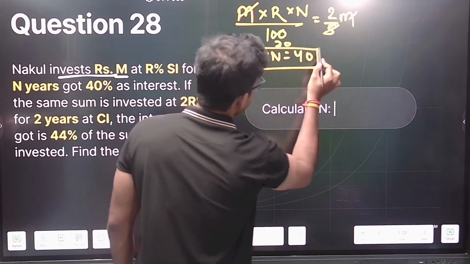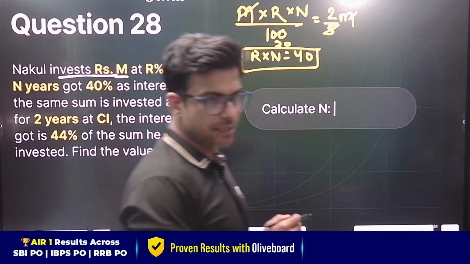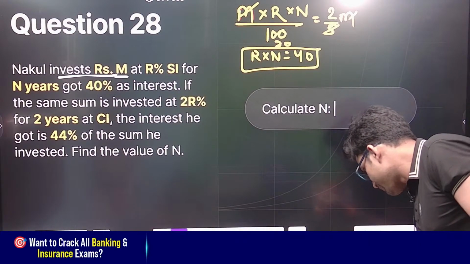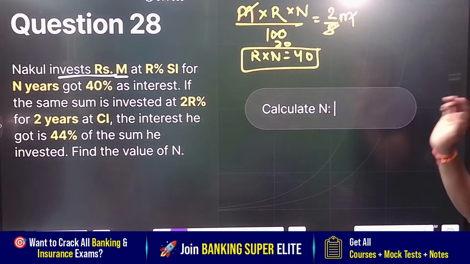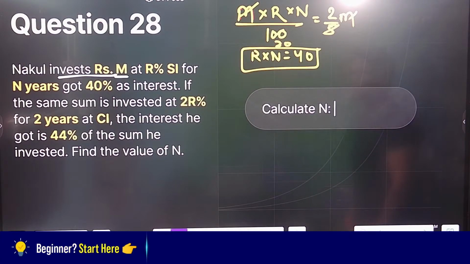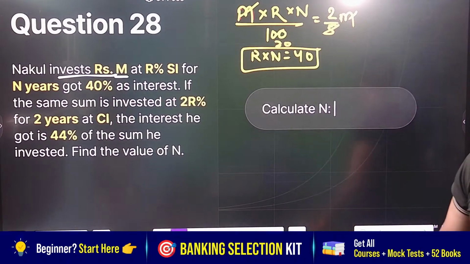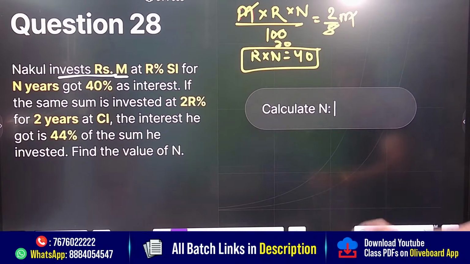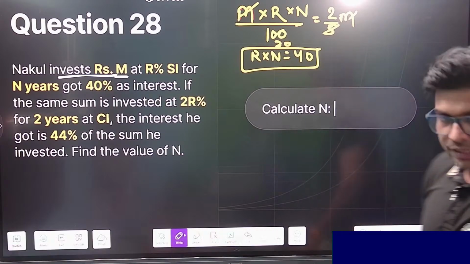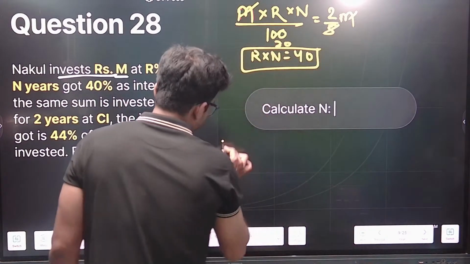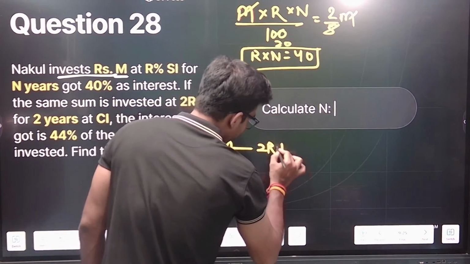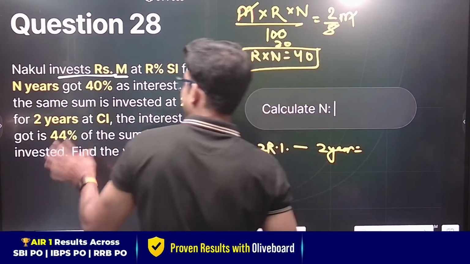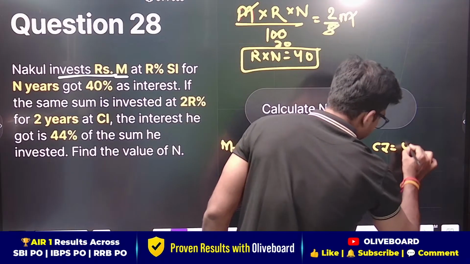Is this clear, everybody? R into N is 40. Please wait. Now, if the same sum is invested at 2R% at CI, just wait everyone, the interest got is 44%. If the same sum M is invested at 2R% for 2 years, the CI is 44%.